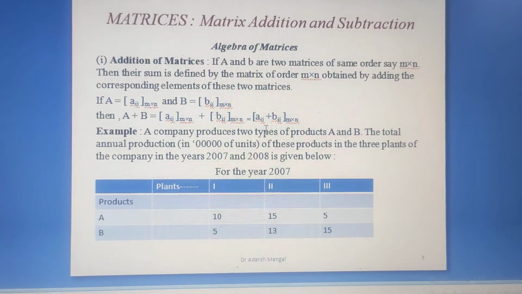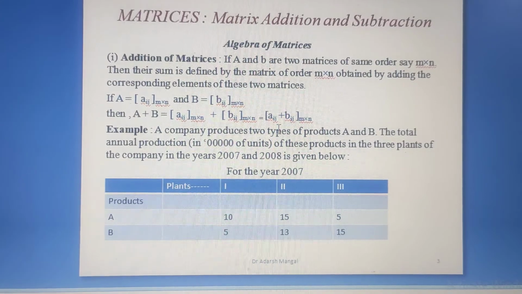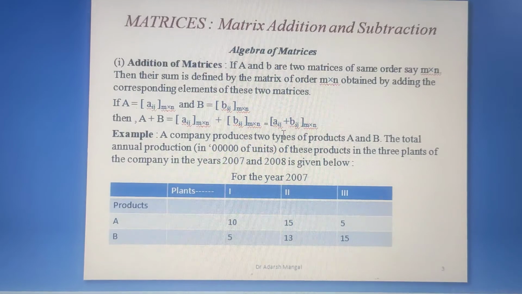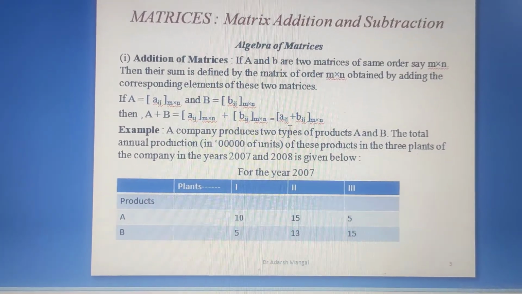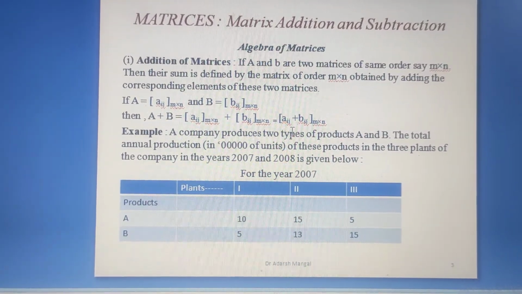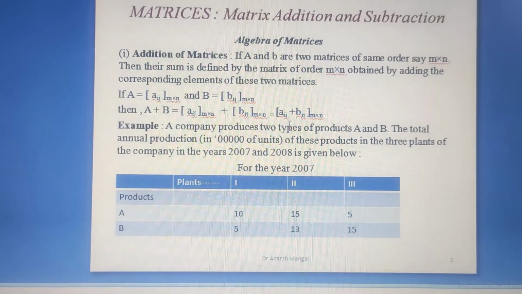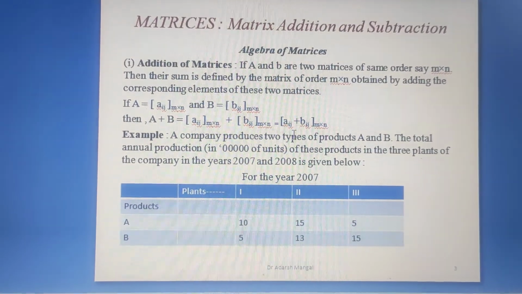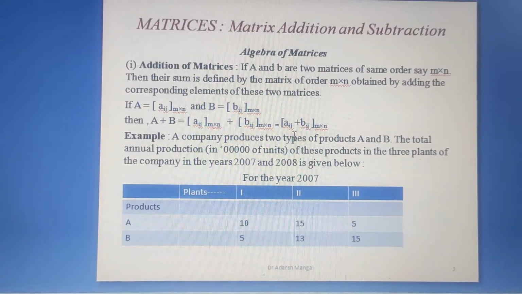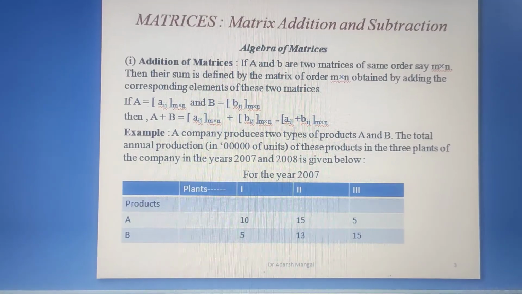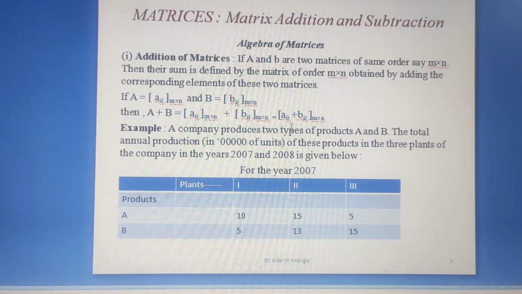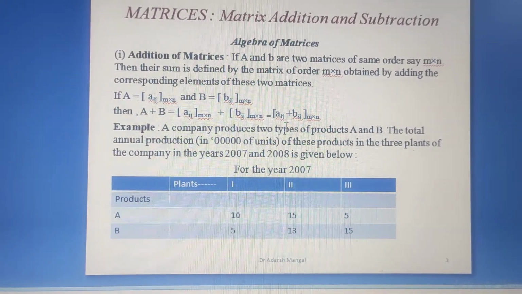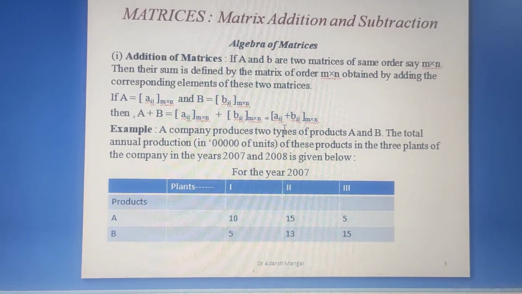Now, algebra of matrices. In this section, the first one is addition of matrices. The primary requirement of matrix addition is that both the matrices A and B are of the same order. If A and B are two matrices of the same order, say m by n, then their sum is defined by the matrix of the order m by n obtained by adding the corresponding elements of the two matrices.